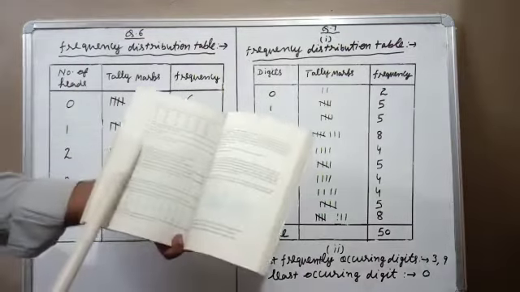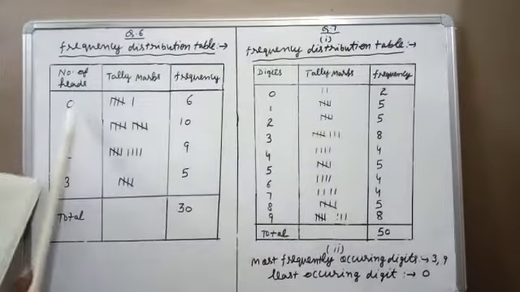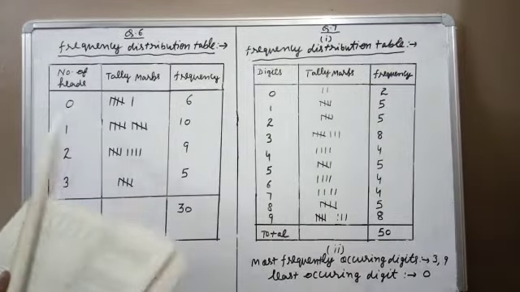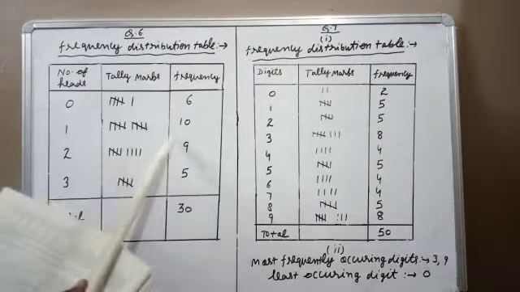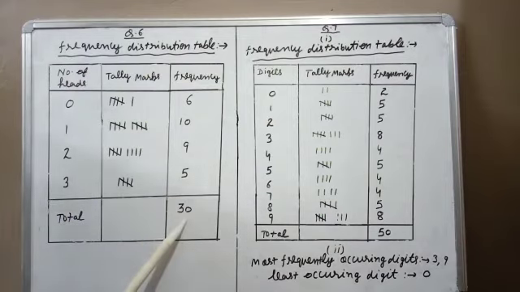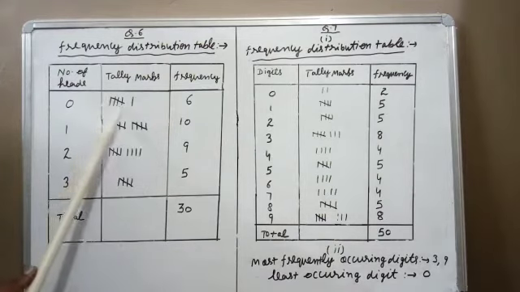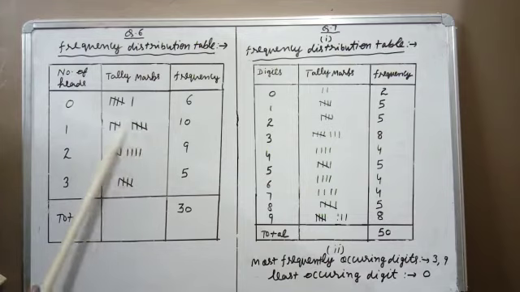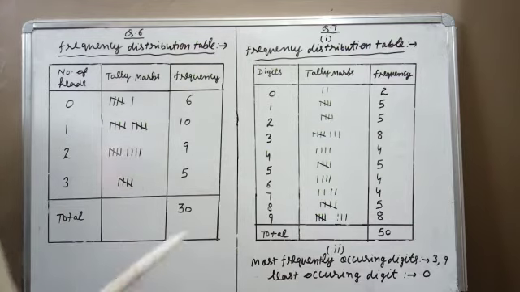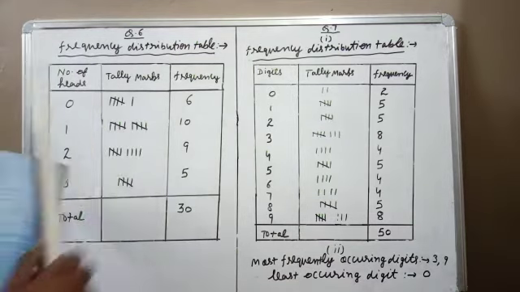If I read here, the least value is 0 and the highest value is 3, so I will write 0, 1, 2, 3. If I count 0 here, I get 6. Counting 1, it comes 10 times, 2 comes 9 times and 3 comes 5 times. Total is 30. So 6: 1, 2, 3, 4, 5, then 6. Then 10: 1 to 10. Then 9: 1 to 9. Then 5: 1, 2, 3, 4, 5. Now the question is complete. A very easy question of this type of frequency distribution table.